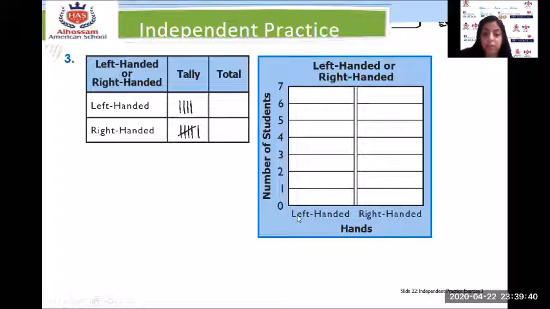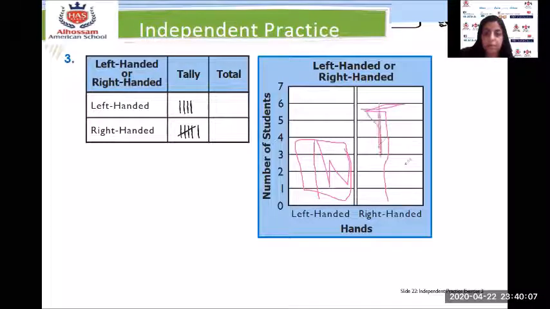I want to apply this information in my bar graph. Down here, the left-handed, so I have to color for left-handed 4. Yeah, 4 like that. And for right-handed, 6. Yeah, like that. Good job. So this is my bar graph now. But I don't actually have enough time to color all of the boxes, but I can do that.